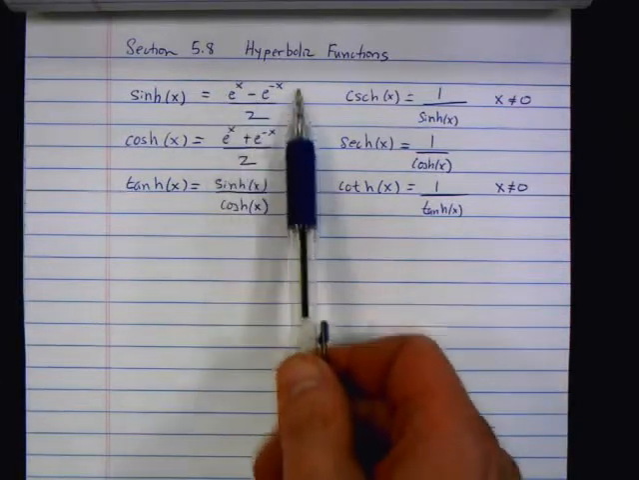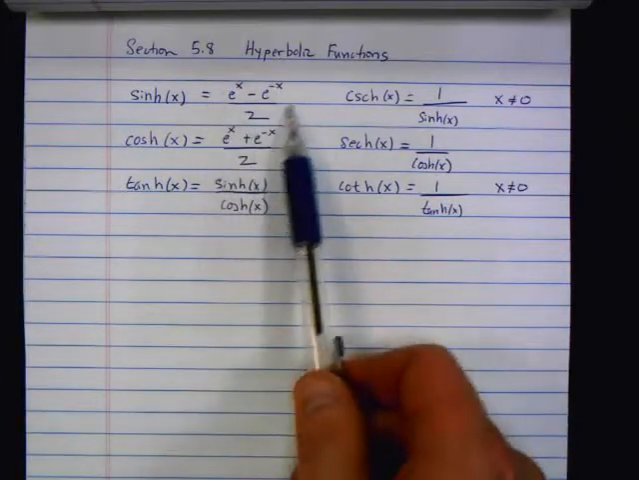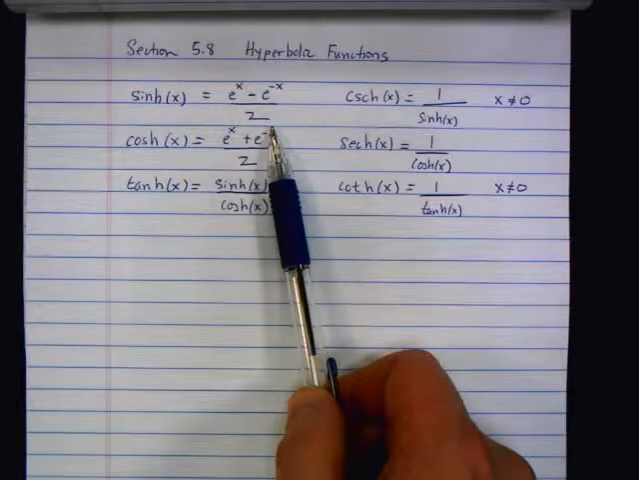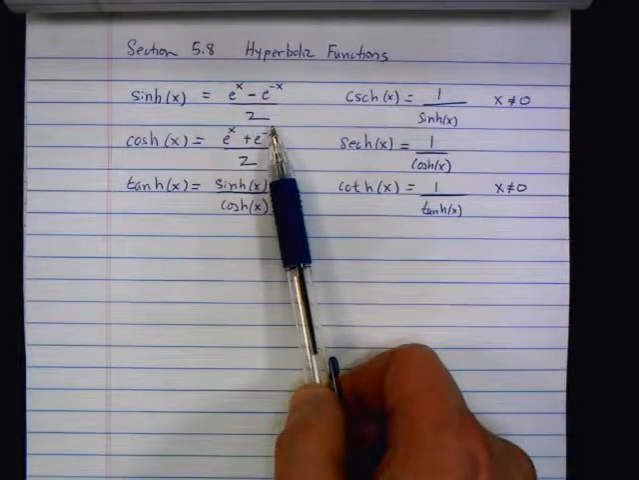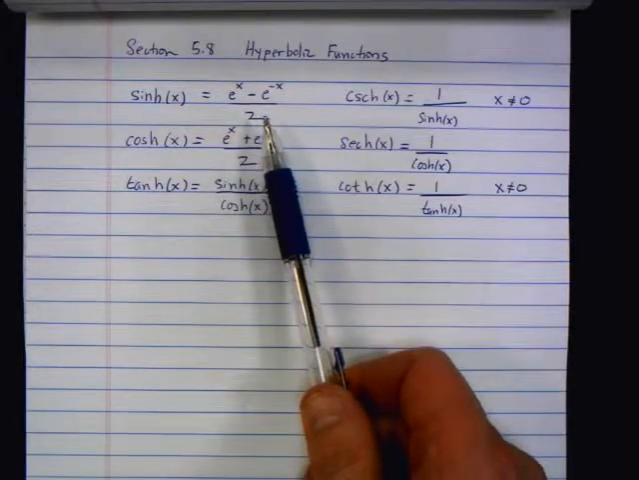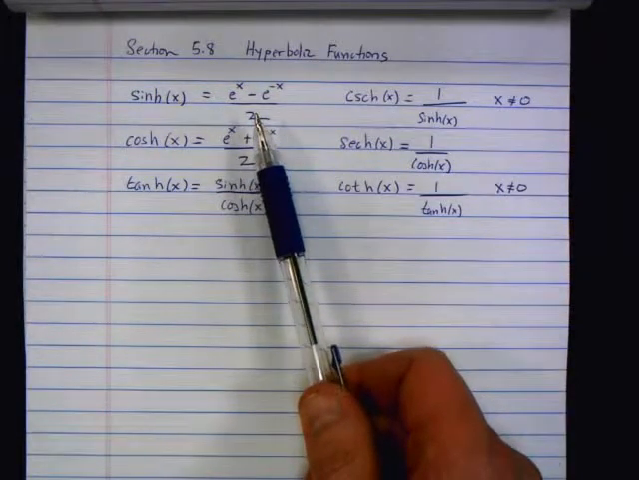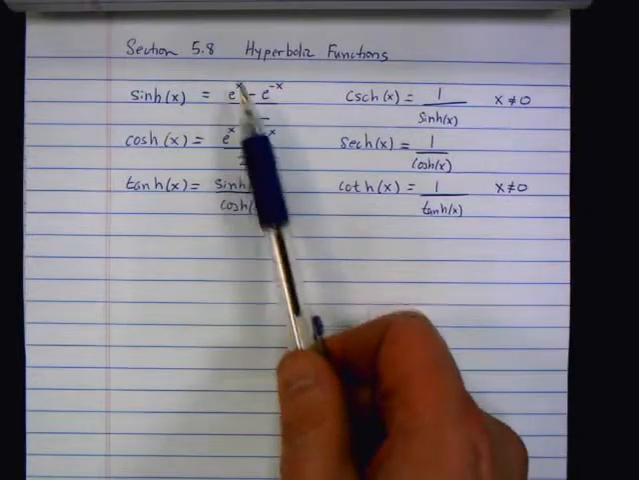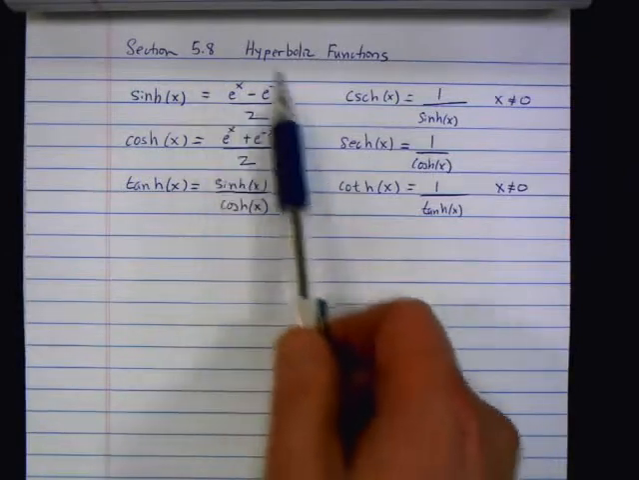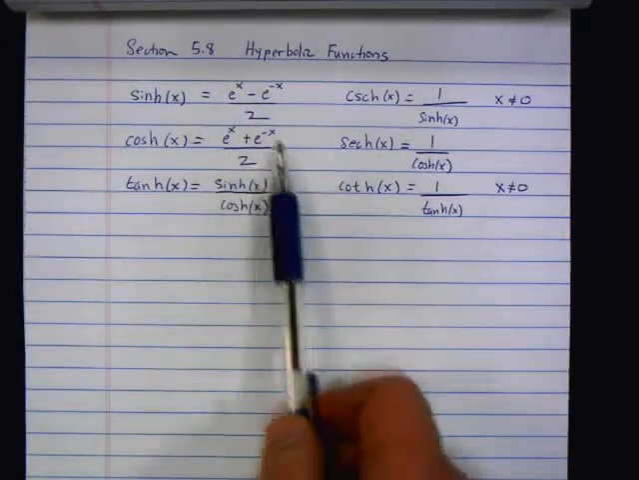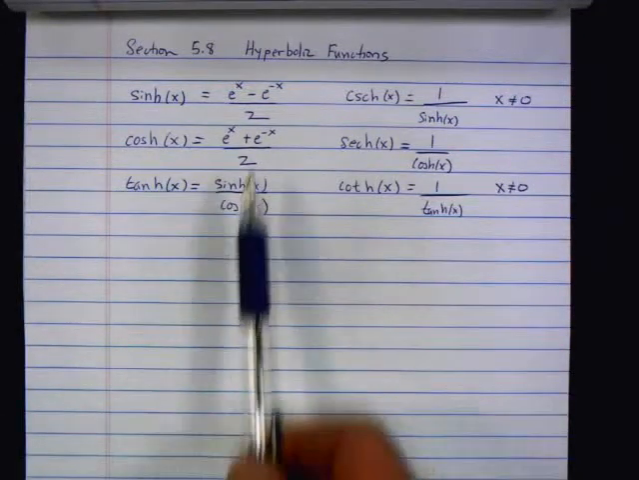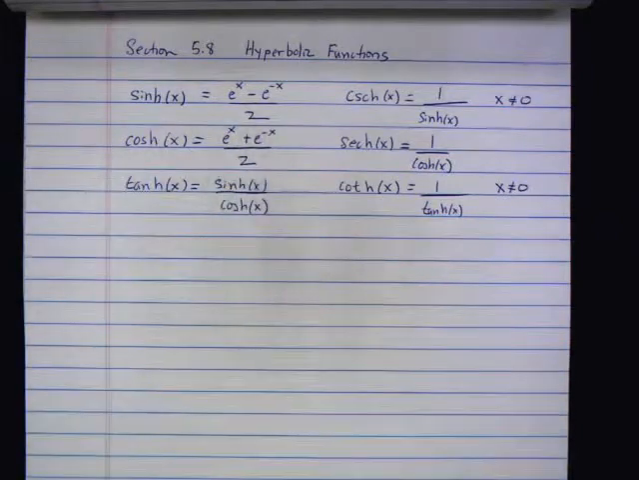What's the domain for hyperbolic sine? What kind of numbers can you plug into that? Can you plug in 0? Yeah. Can you plug in positive numbers? Can you plug in negative numbers? Yeah, you can do e to the negative 3, can't you? So what's the domain for hyperbolic sine? All real numbers. How about the domain for hyperbolic cosine? All real numbers also. Again, I can plug in 0, I can plug in positives, I can plug in negatives.